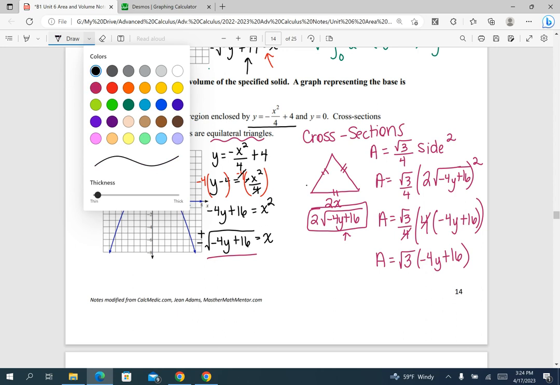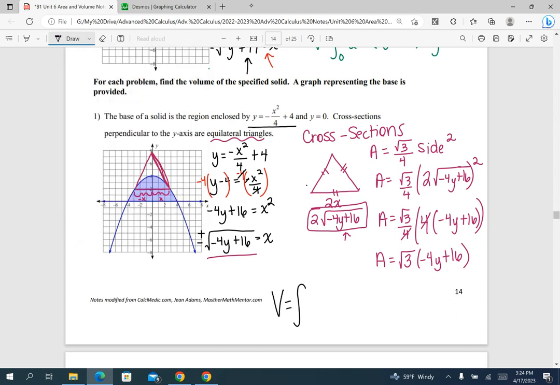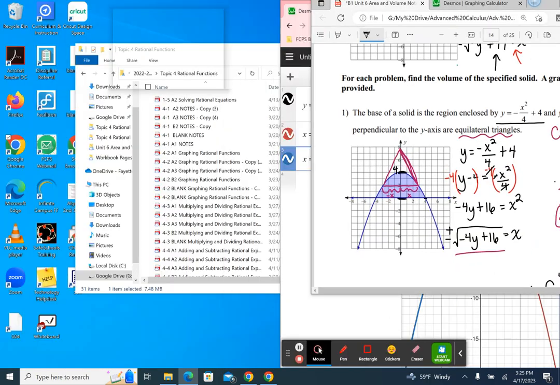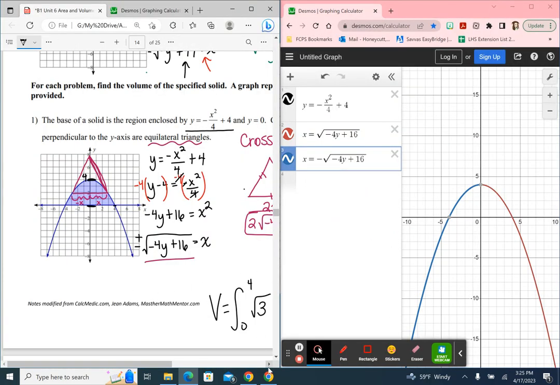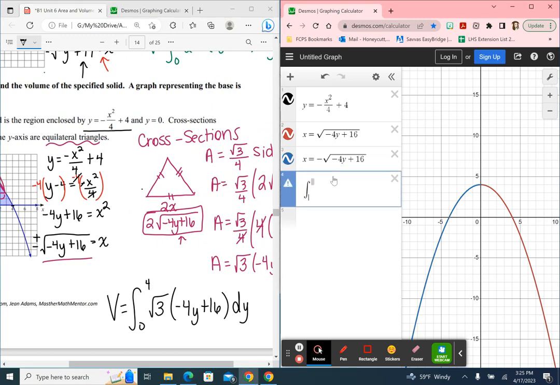So when I go to finally find the volume, I have my definite integral. My lowest y value down here is 0, and the highest y value is 4. Then I'm going to plug in that area formula, the square root of 3 times negative 4y plus 16, dy. I will type this in and find my final answer. And if you want to, just for safety, put parentheses around the whole thing. 55.426 is the volume of my region.